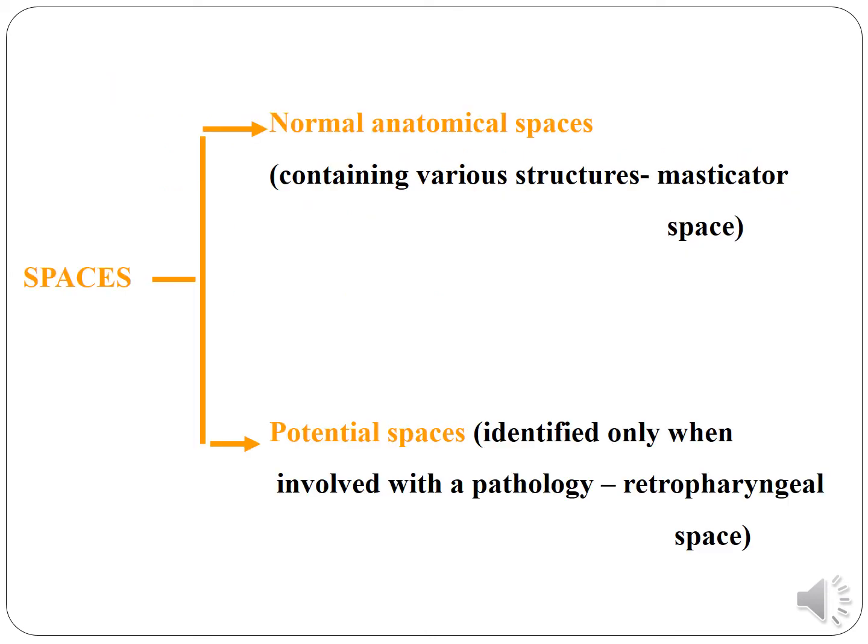So you need to know about two types of spaces. One is anatomical space, which is normal, which contains various structures. An example for an anatomical space is the masticatory space. The other is potential space, which is identified only when there is involvement with pathology, such as the retropharyngeal space.